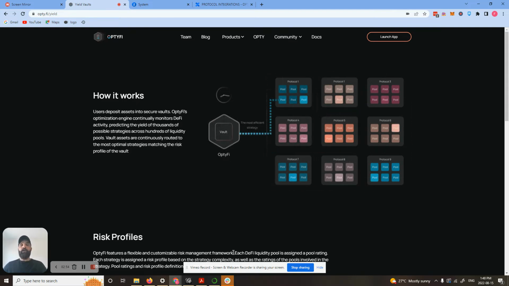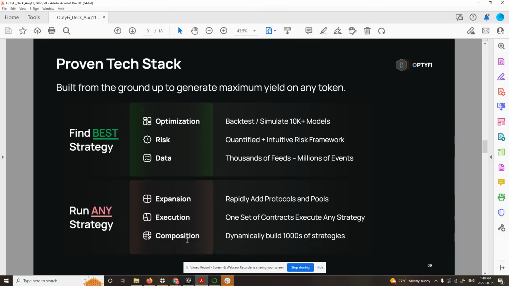So let's start with how we compose. Like I said, let's start with strategy composition. What do I mean when I say strategy composition? How do we think about strategies?